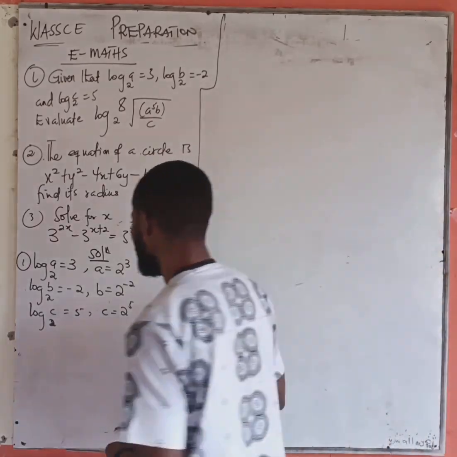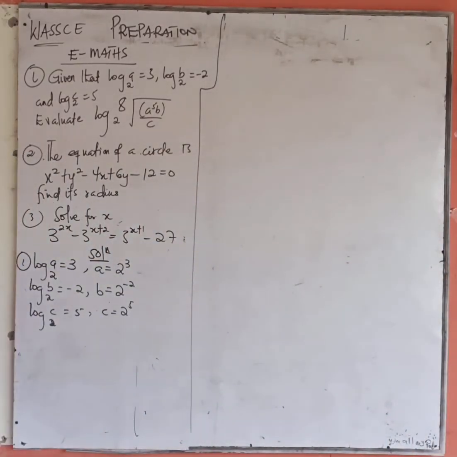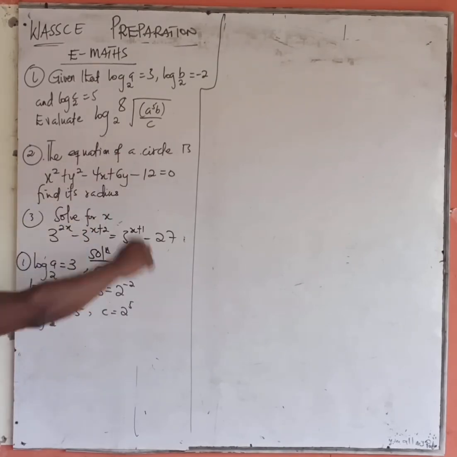Either we find the values of a, b, and c. So log a base 2 is equal to 3. It's the same as having a standing alone, and the 2 is raised to the power of the result on the right hand side. The same thing, b is equal to 2 to the power negative 2, c is equal to 2 to the power 5, because that is what was given in the question.